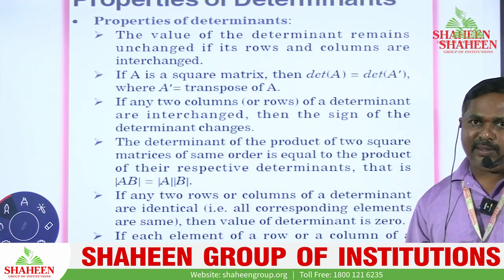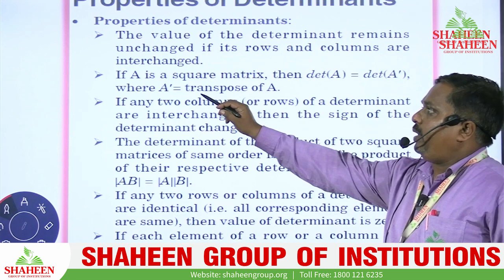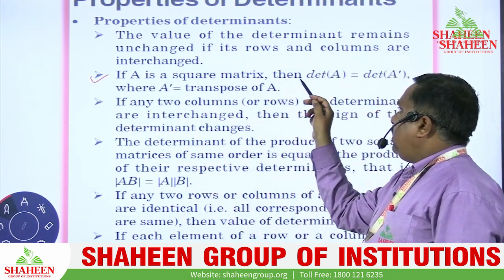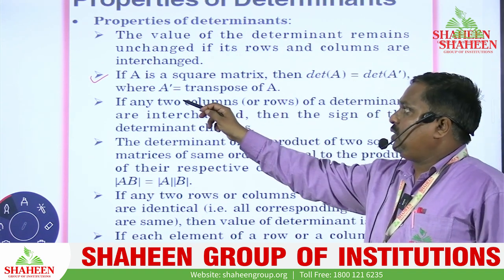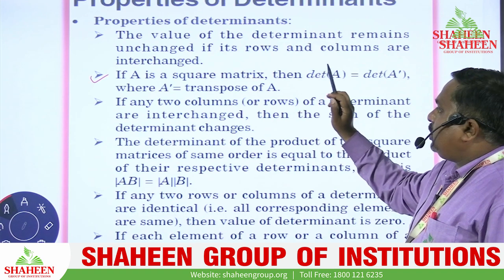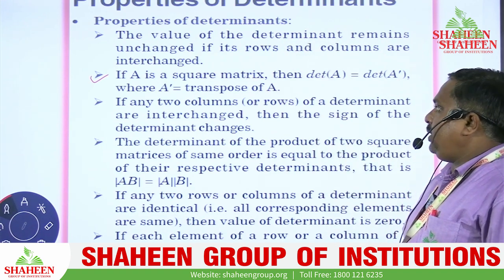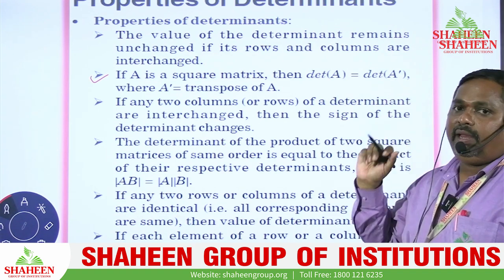The value remains the same. Next, the second point: if A is a square matrix, then determinant of A is equal to determinant of A dash, where A dash is equal to the transpose of matrix A. The same point explained once again symbolically: determinant of A equal to determinant of A dash.